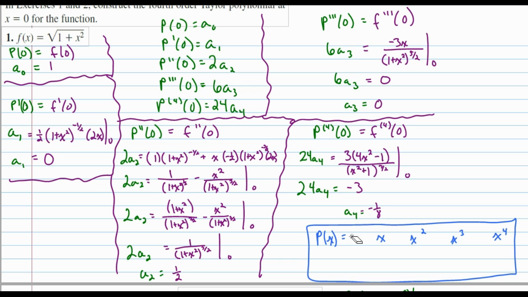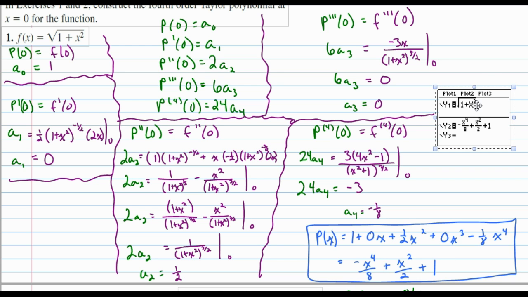So let's create that. A sub 0 we said was 1. A sub 1 is 0, so plus 0. A sub 2 is down here, 1/2. And then a sub 3 is over here, that's 0. And then a sub 4 is negative 1/8. So to simplify, our polynomial is negative x to the 4th over 8 plus x squared over 2 plus 1. And I rearrange those terms just for fun.